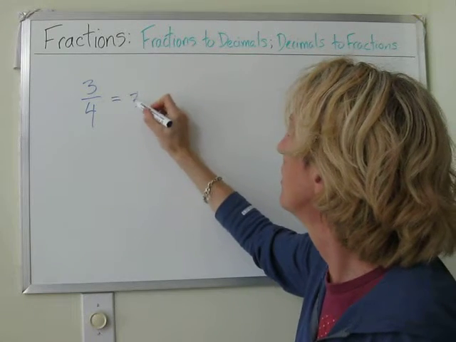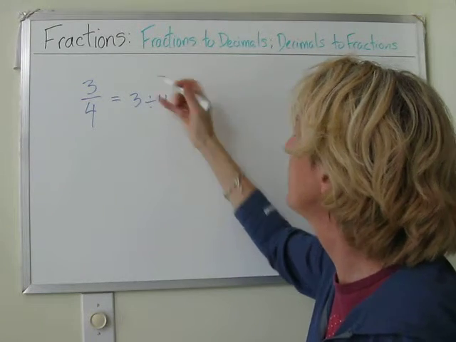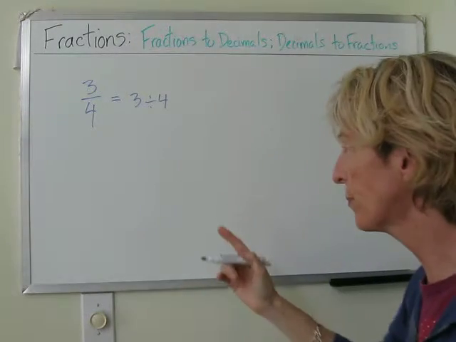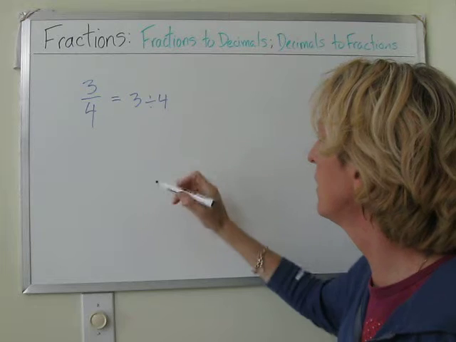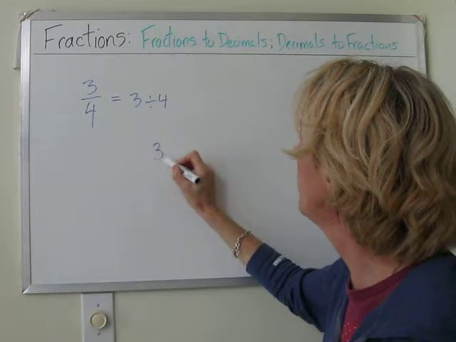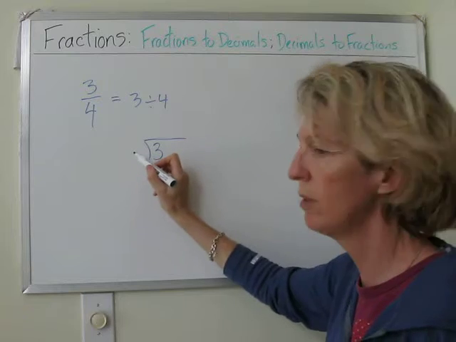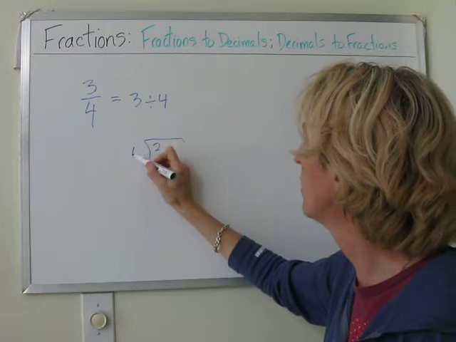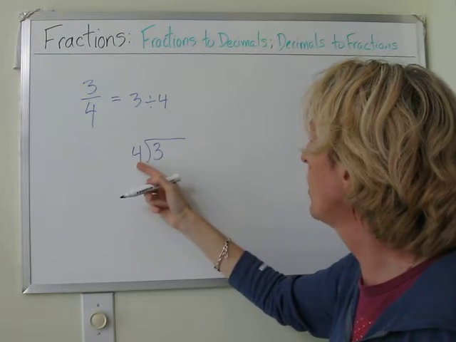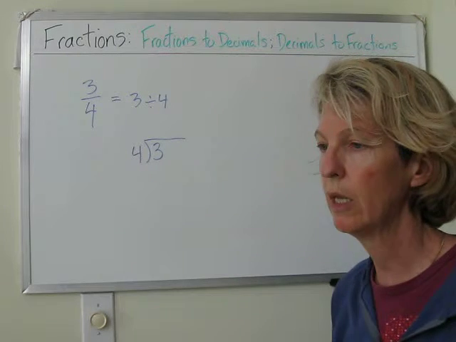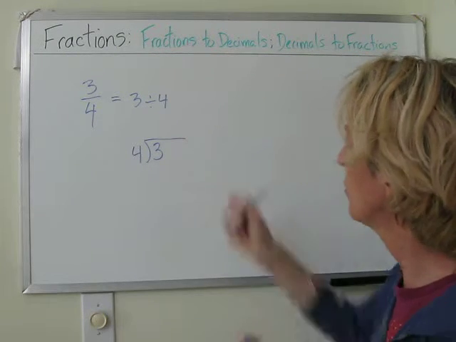3 divided by 4. Yeah, 3 divided by 4 because it's the numerator divided by the denominator. So if we calculate this, we have 3 inside our long division sign. And what goes here, honey? 4. Yeah. 3 divided by 4. Good. Now, how many times does 4 go into 3? It doesn't. Okay, so what do we write up here, hon?